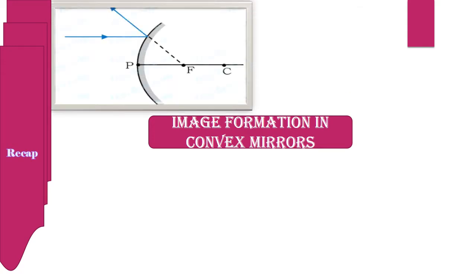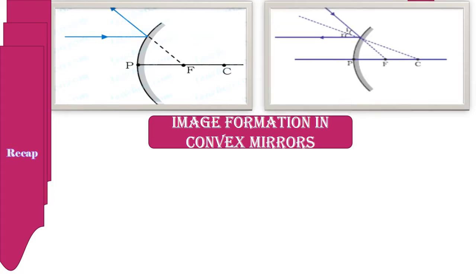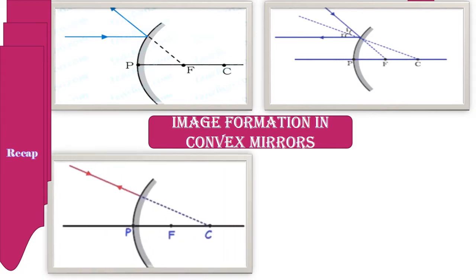Hope you remember the things we discussed in our previous module, the rules for drawing images in convex mirrors. Let us have a quick recap. Rule 1. A ray of light that enters parallel to the principal axis appears to diverge from the principal focus. Rule 2. A ray of light that enters through the focus emerges parallel to the principal axis after reflection from a convex mirror.